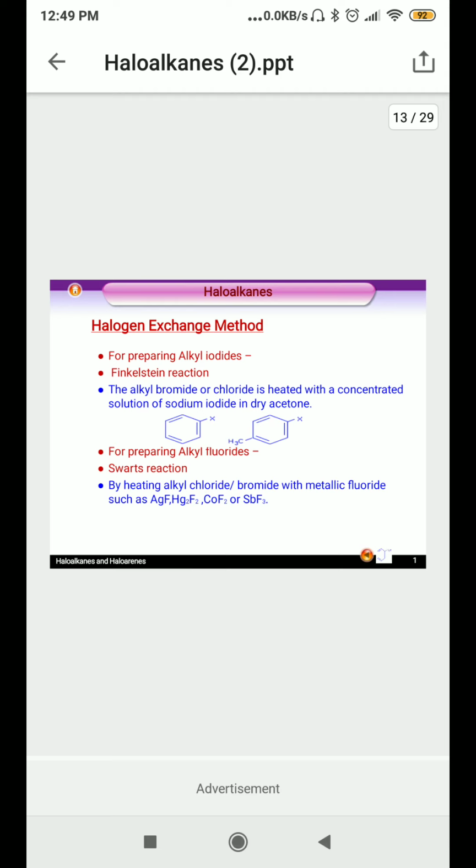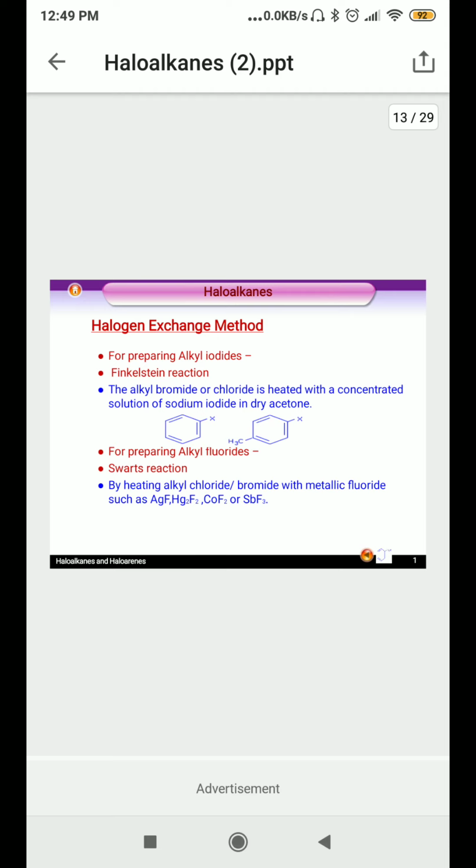Moving on to the next one, that is the halogen exchange method. Again a very good method. In this, for preparing alkyl iodide, the Finkelstein reaction, a name reaction, is given here. The alkyl bromide or chloride is heated with a concentrated solution of sodium iodide in dry acetone. So by this we can prepare alkyl iodide.